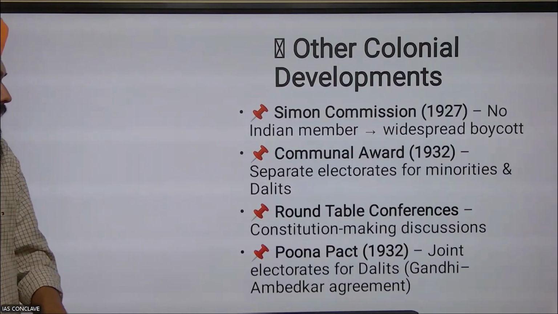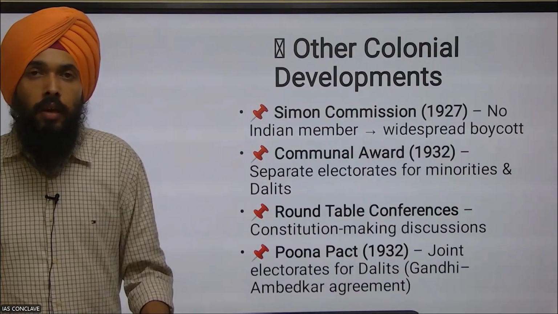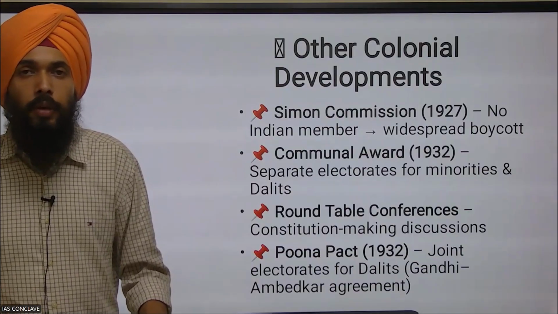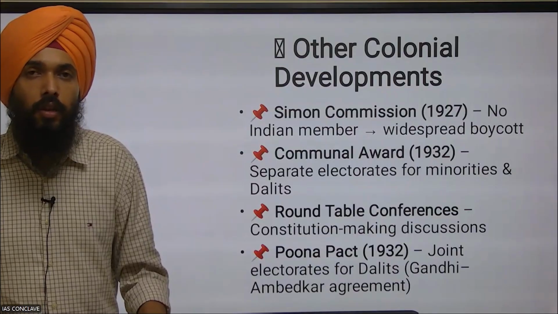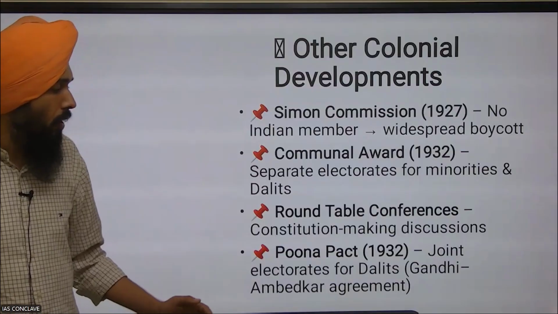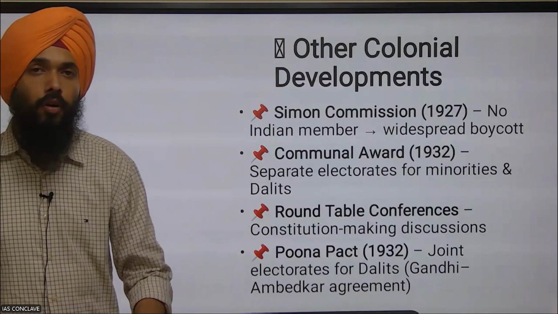And next is the Poona Pact. What was the Poona Pact? The British wanted that a separate electorate should be given to the depressed classes or Dalits. But after that, in the Poona Pact, a joint electorate for the Dalits was agreed, with reservation.